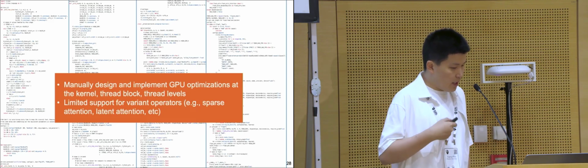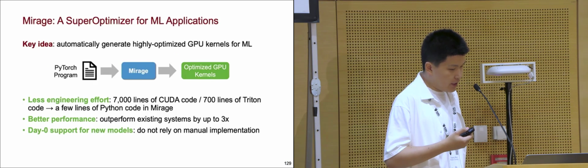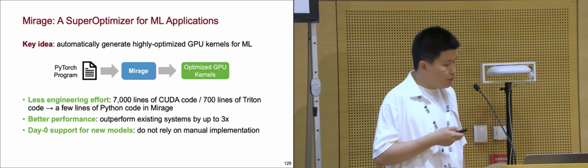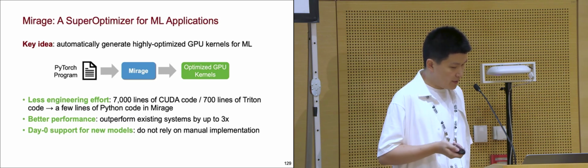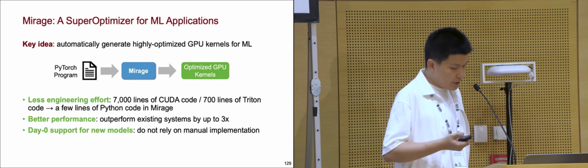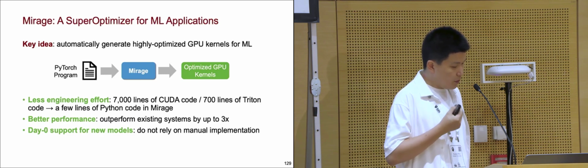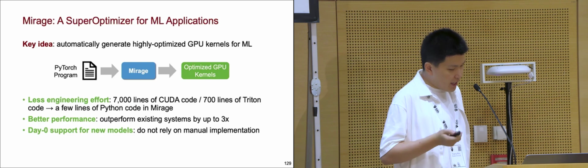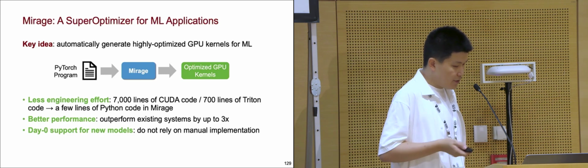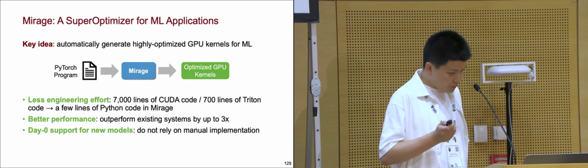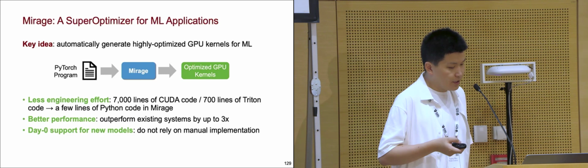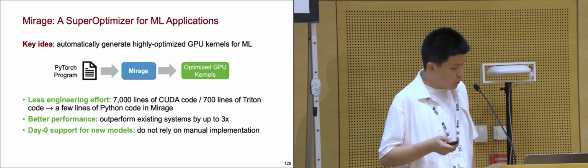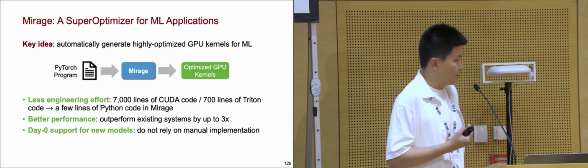To enable optimized attention kernel calculation, existing systems rely on users to manually implement GPU optimizations in C++ or Python. Enabling GPU optimizations involves around, for example, 7,000 lines of code in CUDA or 700 lines of Python code in Triton. This slide shows the code snippet for implementing Flash Attention in Triton, which appears to be non-trivial for machine learning engineers with limited GPU expertise.